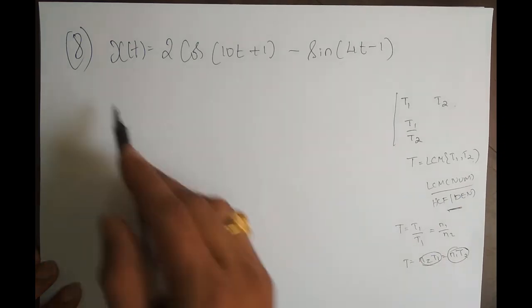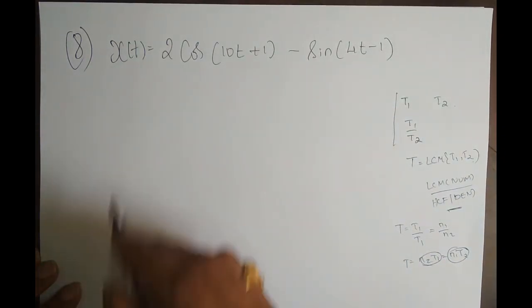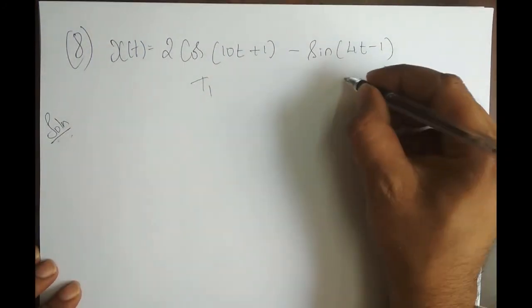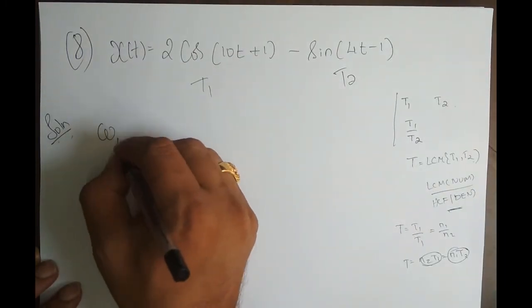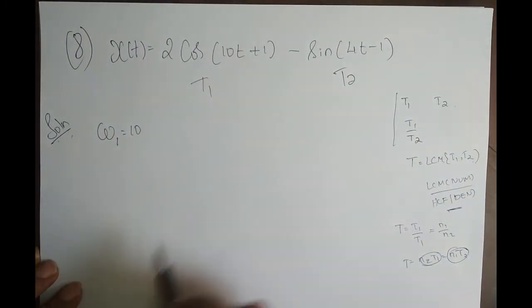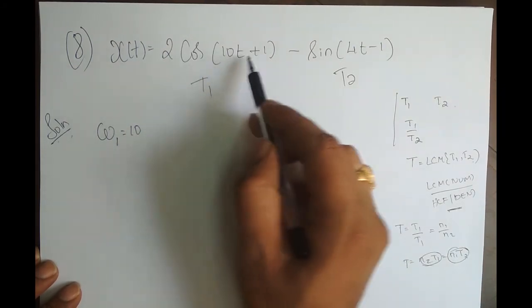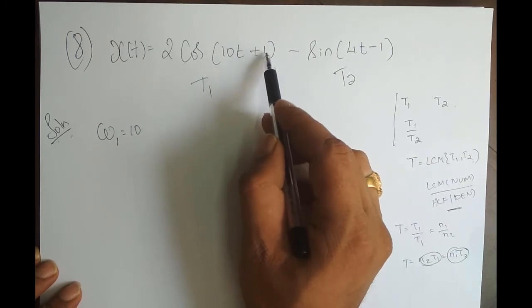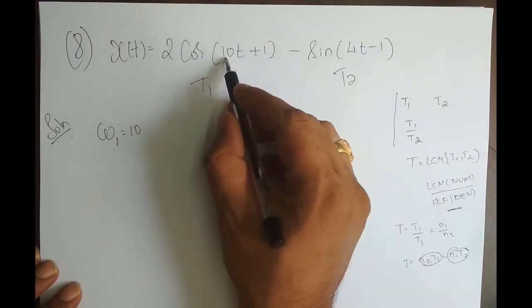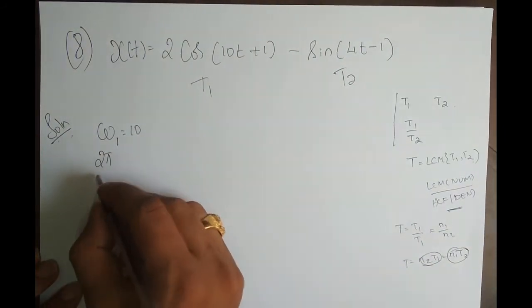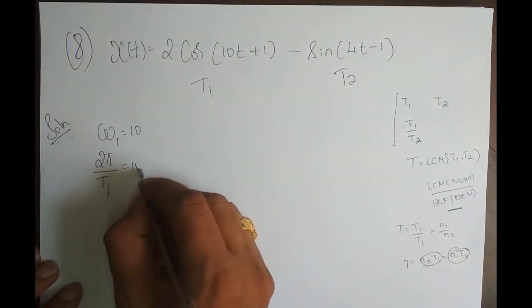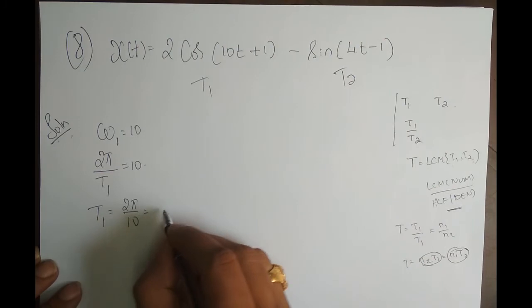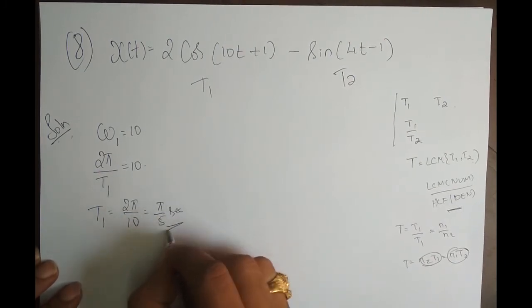Now we shall take up one more problem on finding periodicity. Solution: my first aim is to get T1 and T2 of the signal. What is the value of omega 1? It is 10. This is in the form of A cos of omega t plus phi. The phase does not matter for the periodicity, just ignore it. Omega 1 in terms of fundamental period is 2 pi by T1, which is equal to 10. Solving for T1, it is 2 pi by 10, which is equal to pi by 5 second.